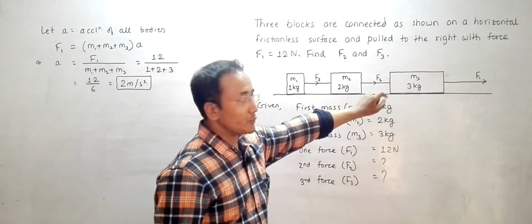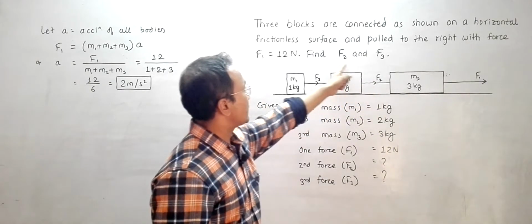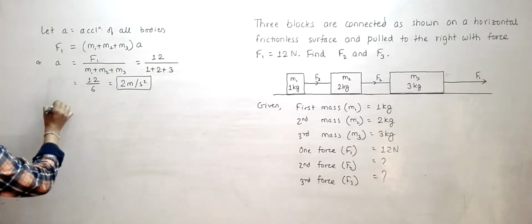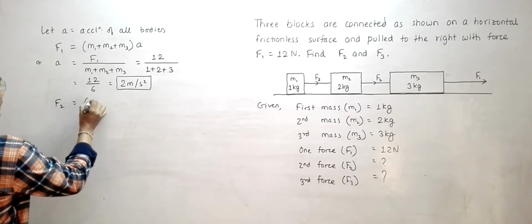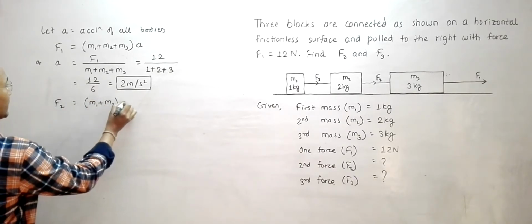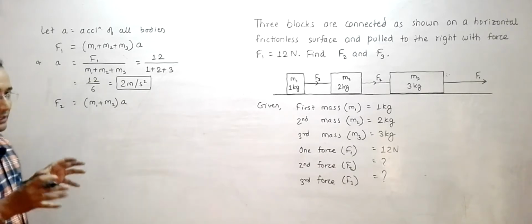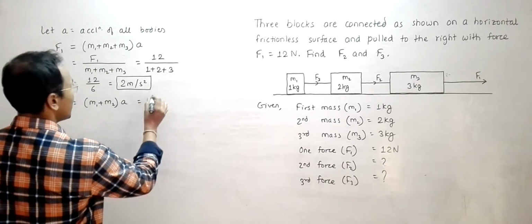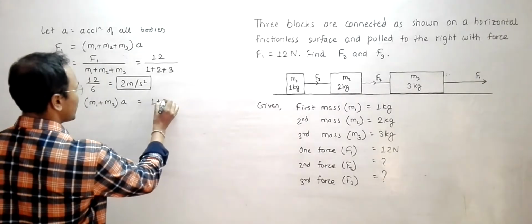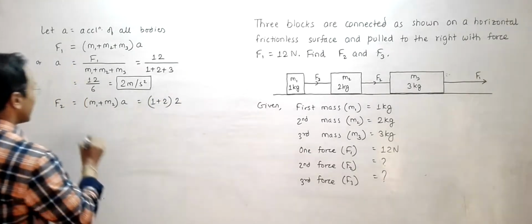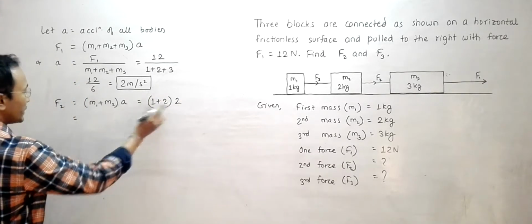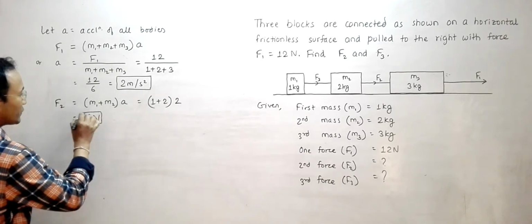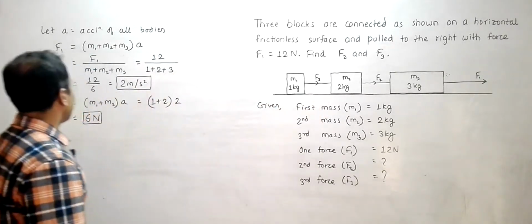Now let's consider F2. F2 is responsible for the acceleration of these two bodies. So that's why we must have F2 equal to M1 plus M2 and then A. Since F2 is responsible for the acceleration of 1 and 2, we must have this relation. So it will give us M1 plus M2, 1 plus 2, and this A is equal to 2. So that's equal to 3 into 2, it is 6 Newton. So the tension force here, this F2, is equal to 6 Newton.